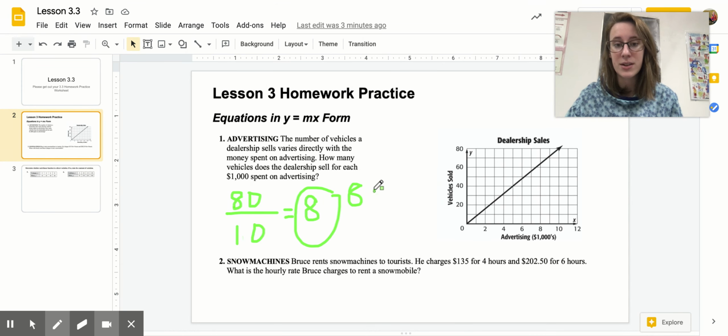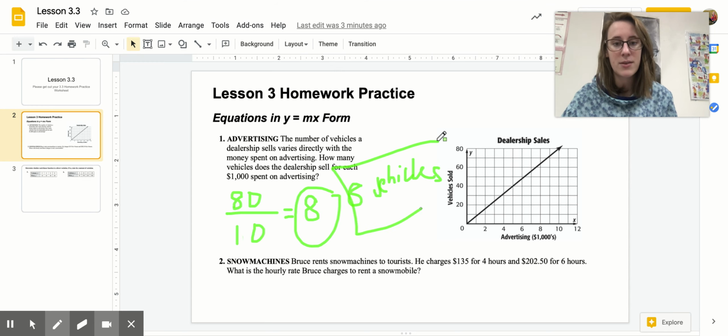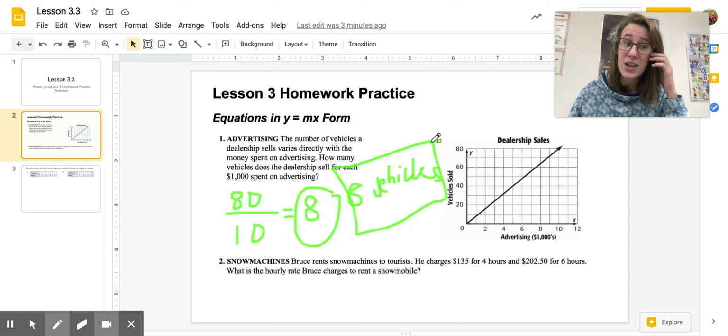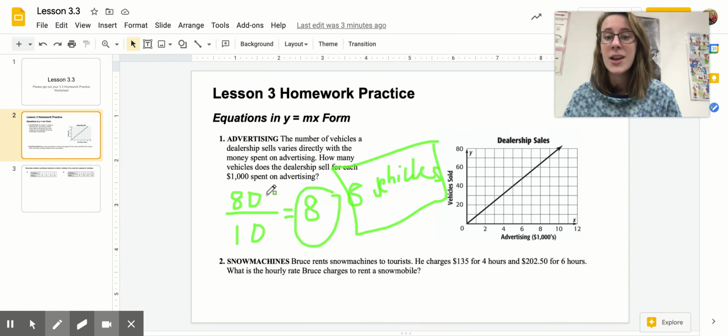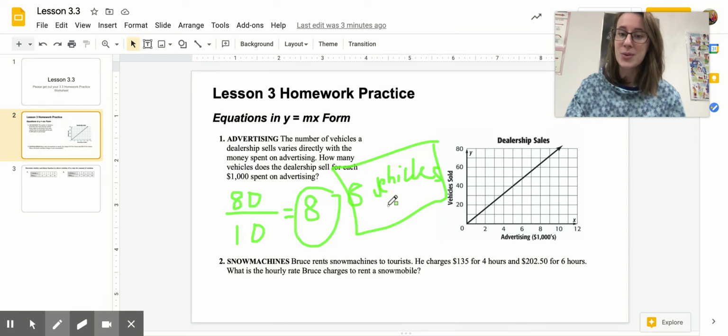So our answer would be 8 vehicles. You can read that. That says 8 vehicles. If you want to be overachiever status, you could write maybe a full sentence of 8 vehicles for every $1,000 spent on advertising.